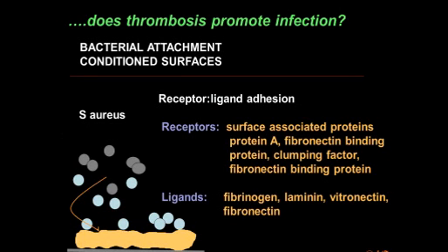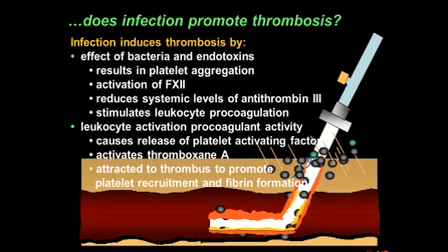Now, how does thrombosis promote infection? This is done by receptor-ligand attachment of the bacteria to the proteinaceous material. Does infection promote thrombosis? Yes, this is a whole other chain of events, and it has to do with the effect of the bacteria and the endotoxins in initiating the thrombosis cascade, as well as the leukocyte activation, which creates procoagulant activity.